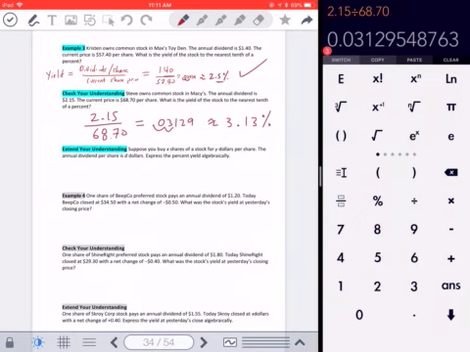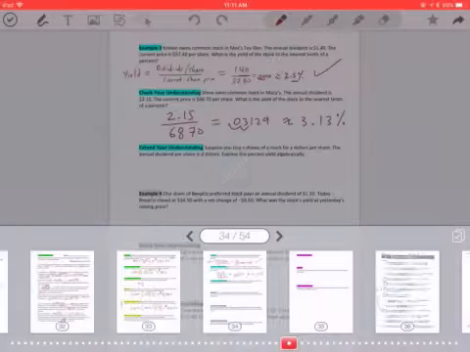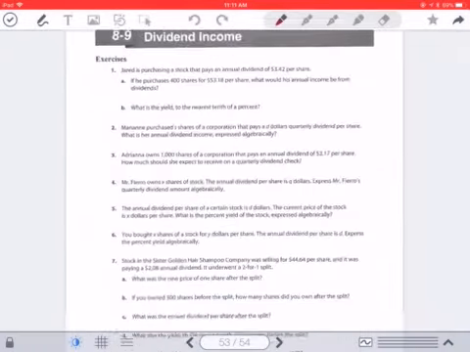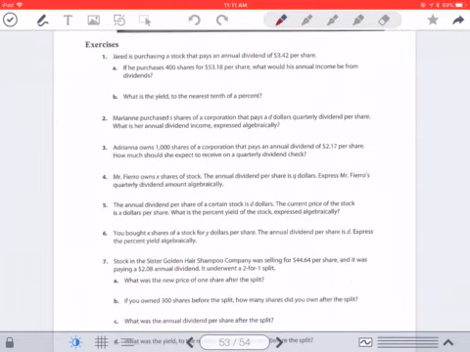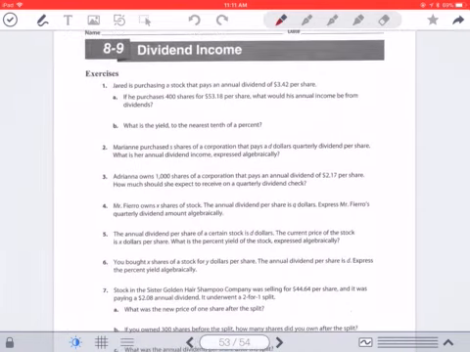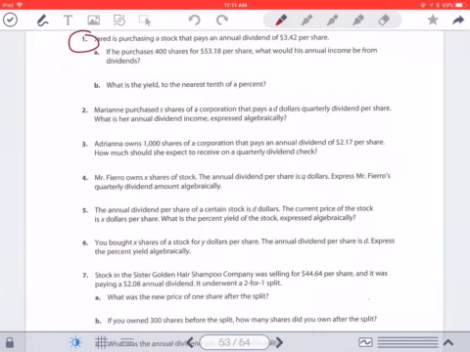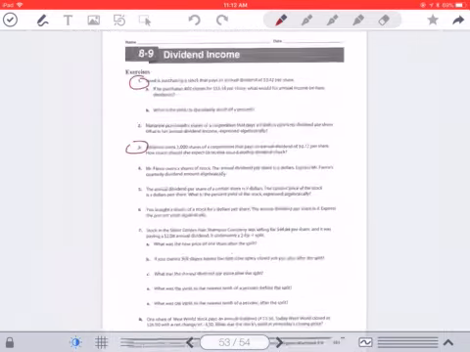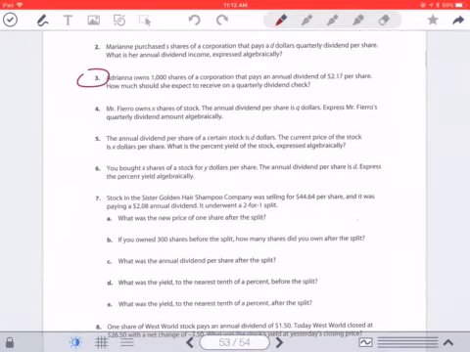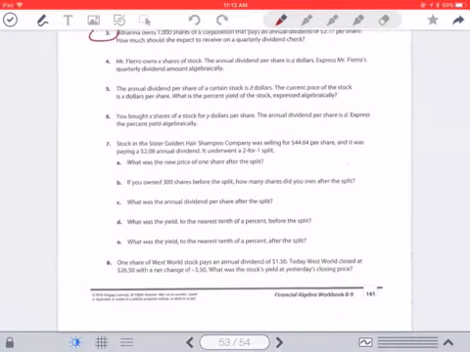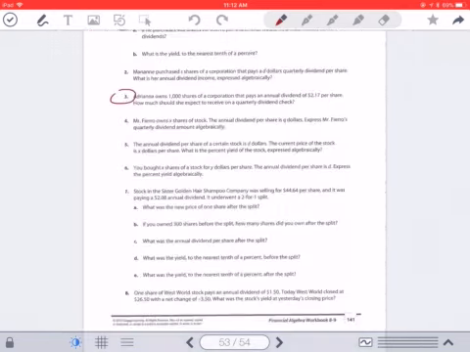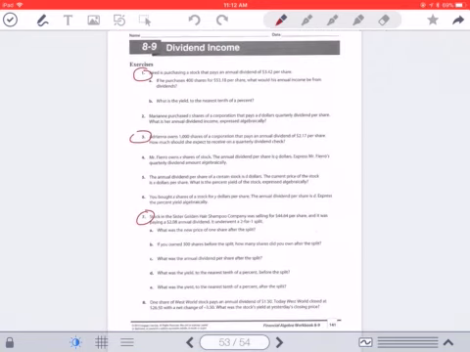Okay, homework. Go to 8-9. The very last section here, 8-9. I want you guys to do numbers 1, 3, and, what does it say there? Yeah, 1, 3, and let's do 4. Actually, 1, 3, and 7. So 1, 3, and 7 is the homework.